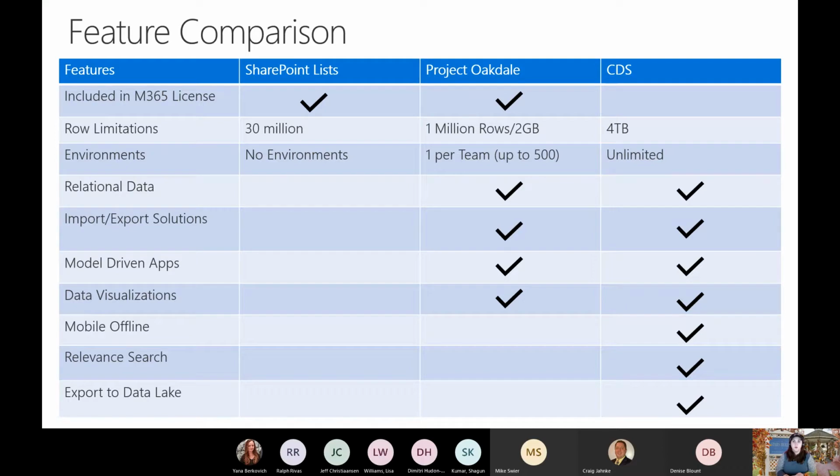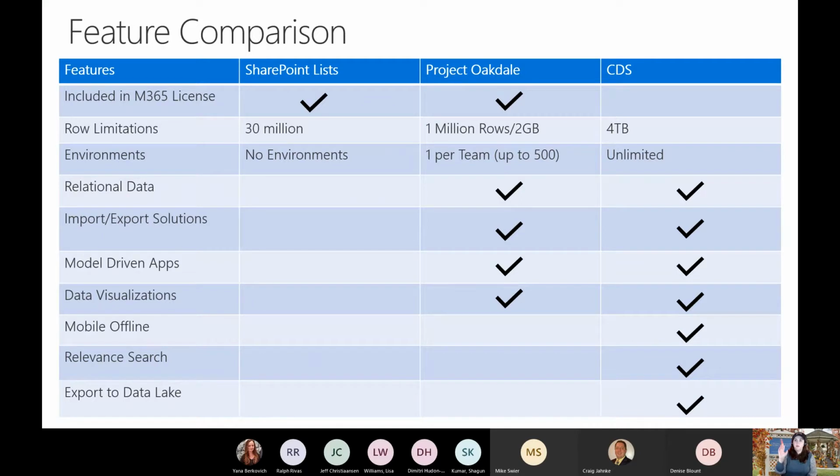And then, of course, you have to consider relational data. SharePoint lists are great for building simple applications and just getting started, and building applications that don't cost an arm and a leg. But it's not a true relational database. So you're having to do a lot of workarounds with lookup columns and all of that to make a quasi-relational database out of the SharePoint list structure. Whereas with Oakdale and the Common Data Service, you're getting that rich relational database.